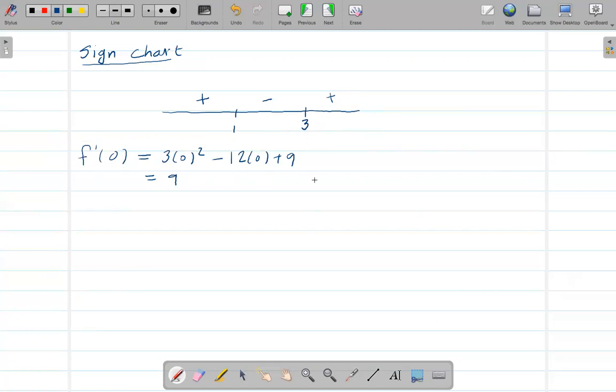Now after this, we can say what the increasing interval is. These two are increasing intervals, so maybe the graph is something like this. It's increasing here, and after this it is decreasing, and again after this it is increasing, right? Something like that.